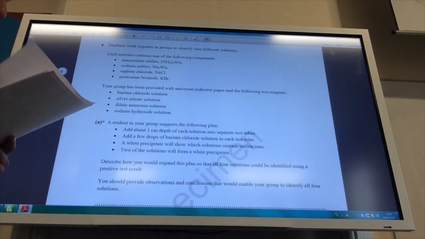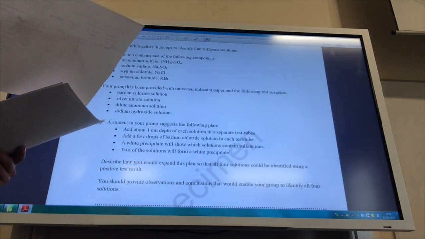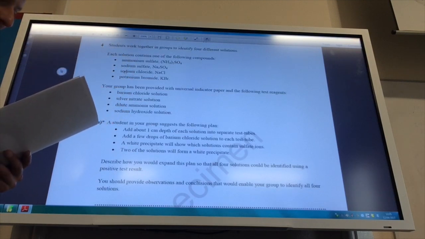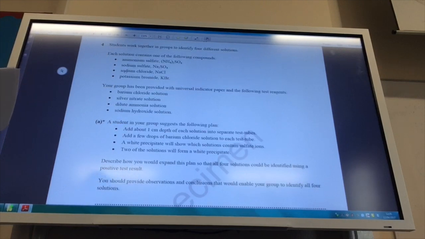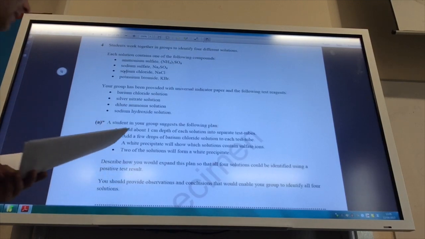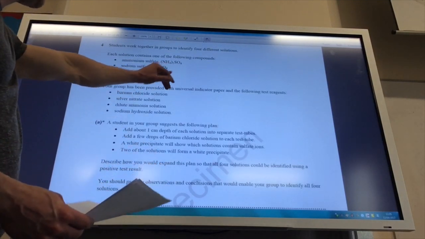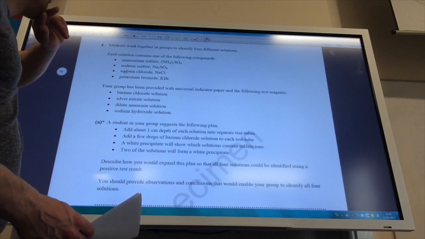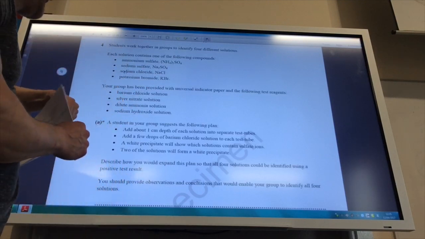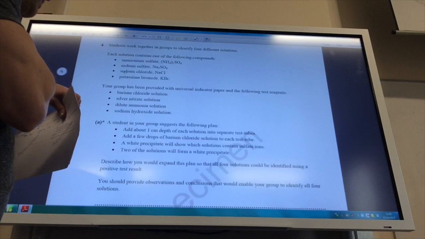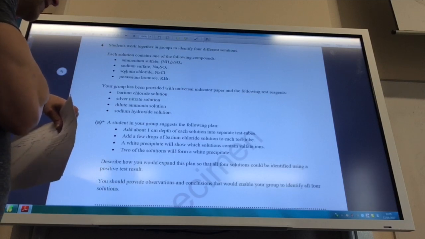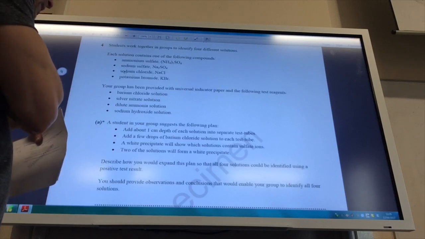Right, so question 4, a lot of information to get through here, but just breathe and go through it. So here we go. We've got to identify 4 different solutions: ammonium sulfate, sodium chloride and potassium bromide. They've given me universal indicator and the following reagents. Someone in your group says, well, let's add 1 centimetre depth of each solution to separate test tubes, add some barium chloride, and we'll see a white precipitate for the sulfate ions. So 2 of them will form a white precipitate.